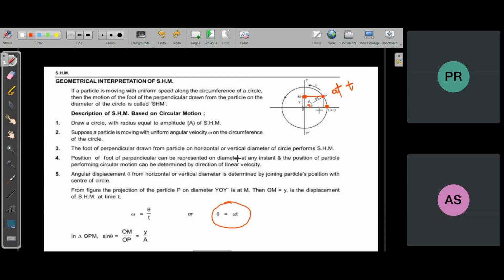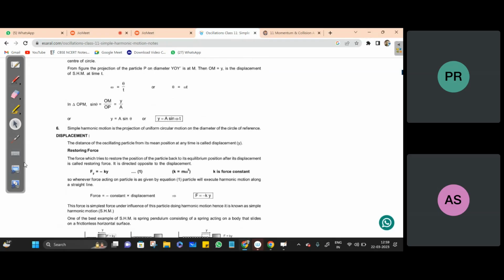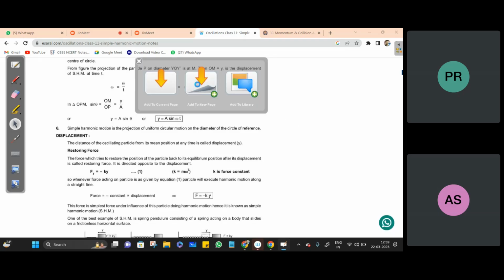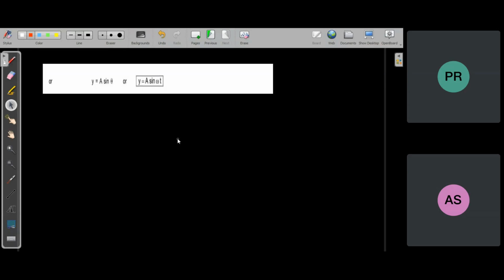In this triangle, if you write sine theta, you will get y by a, where a is the radius of the circle, capital A. So from this you get y equals a sine omega t. Y equals a sine omega t, right? Now this is the equation of the projection of the particle on the y-axis.